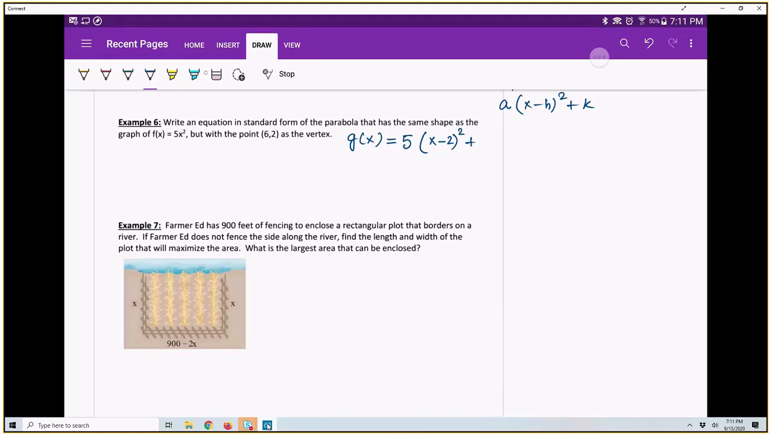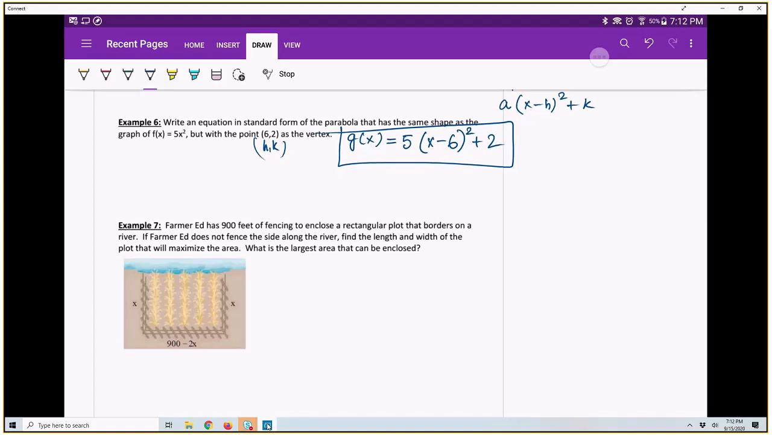It should be 5. I'm so sorry, because the given vertex of this parabola is at 6. Should be a little careful. It should be 5 times (x minus 6), because this is your h and this is the k, squared plus 2. That answers my question.